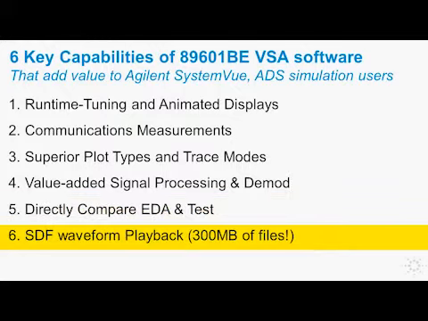Finally, the VSA software itself comes with over 300 megabytes of SDF files in the help system. These help files are simply examples in the documentation, but they can be used by SystemVue and ADS users as incidental sources for interferers, specific modulation types, cross-modulation, and other non-critical applications. These 6 capabilities are all true of the reduced cost VSA configuration called the 89601BE.